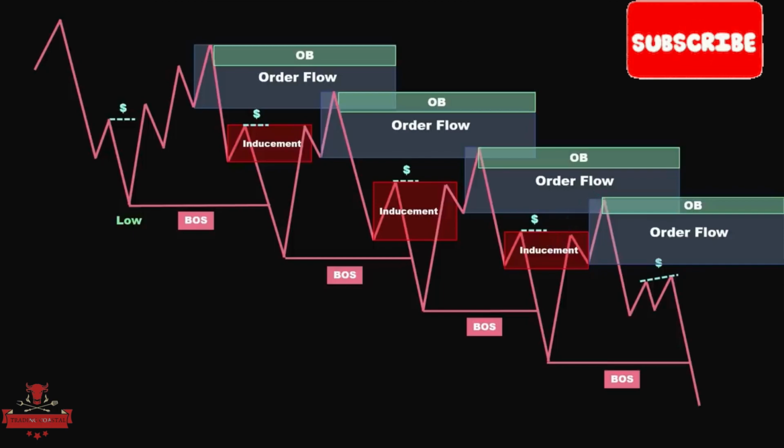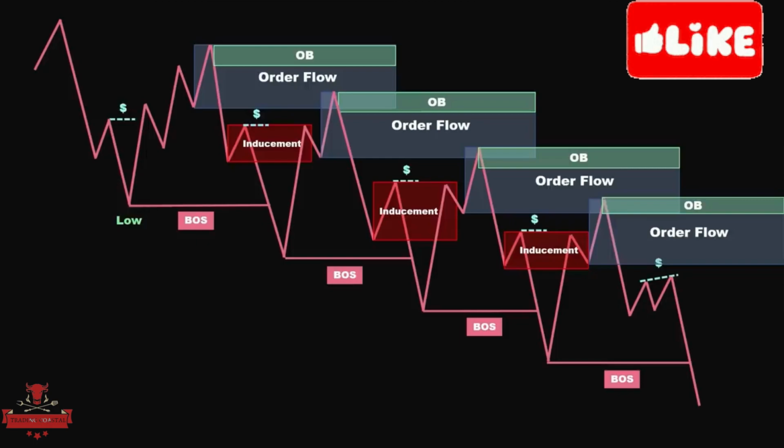Price attempted to mitigate the upper order flow, but instead it rapidly dropped and broke the recent structure to the downside. This resulted in the creation of a fake order flow and order block. The reason this is an inducement level is because it appears that price was artificially manipulated in order to deceive traders and create more liquidity for big smart money traders, such as central banks and large financial institutions.